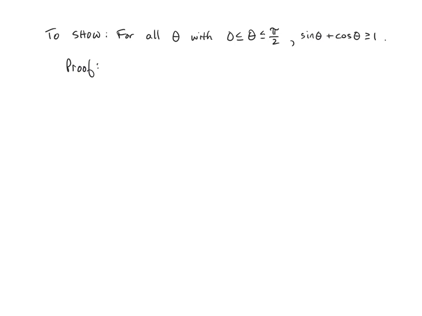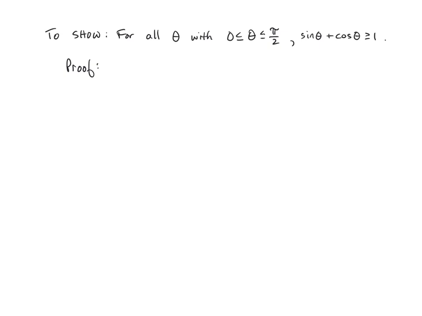Okay, so we're going to go ahead and take a look at another example of a proof by contradiction. This time we're going to look at an example from trigonometry. In this particular case, we're going to show that for all theta with 0 less than or equal to theta less than or equal to pi over 2, sine theta plus cosine theta is greater than or equal to 1. Okay, so first of all, let's think about what this means.